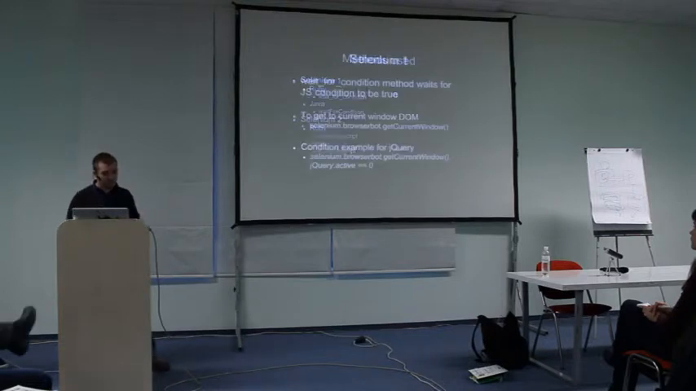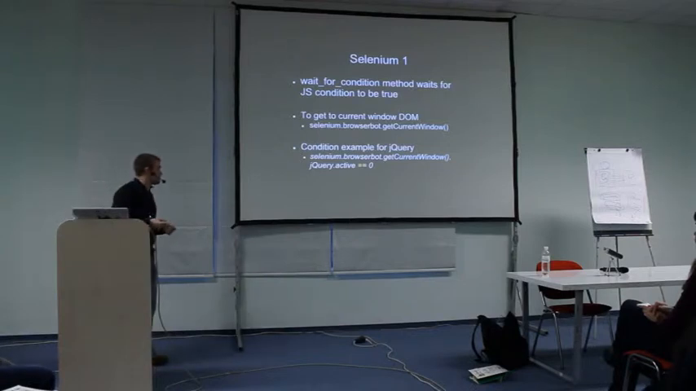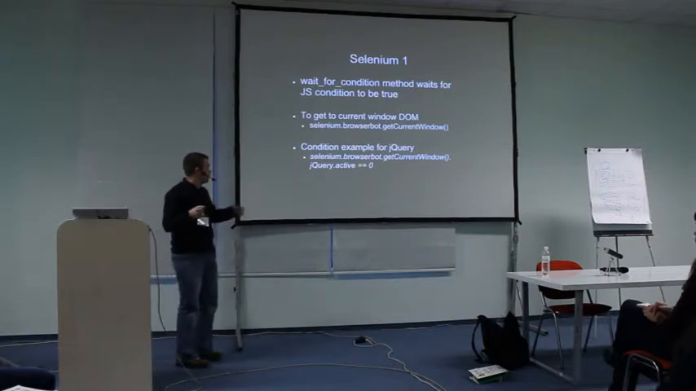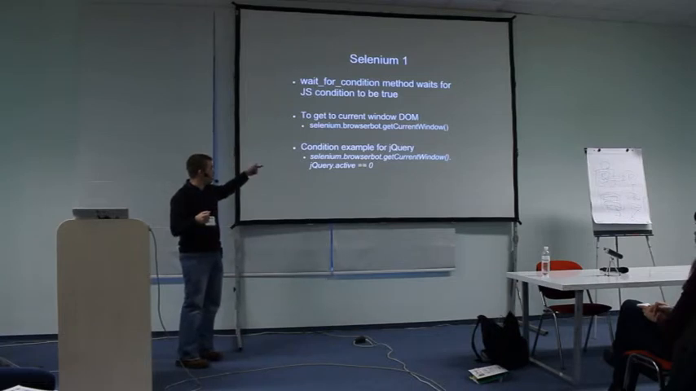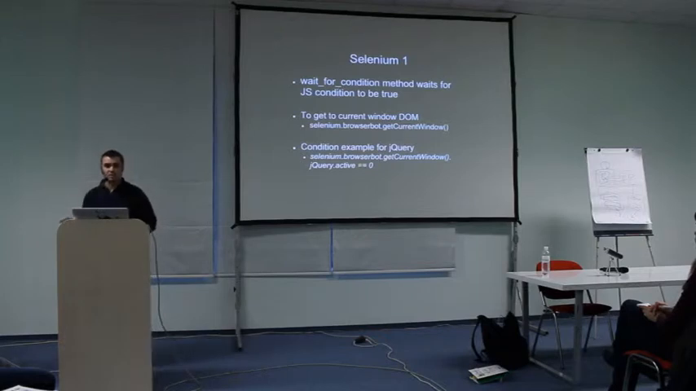The difference between them is that in Selenium 1, with waitForCondition, you give it some sort of JavaScript expression. And whenever that expression is true, the loop that waitForCondition sits in will exit and you will continue. So basically the example here is that you ask jQuery how many active processes it has. When it has 0, it means everything on the page is loaded.